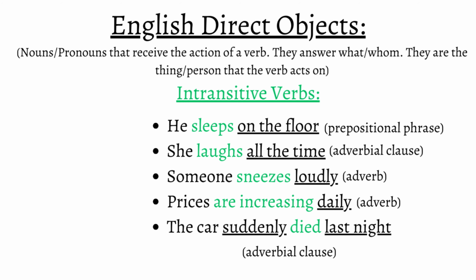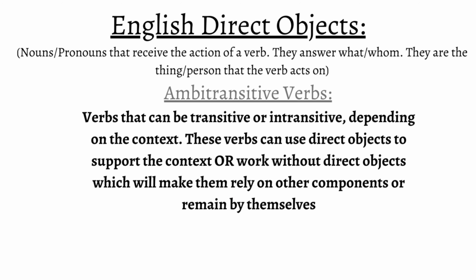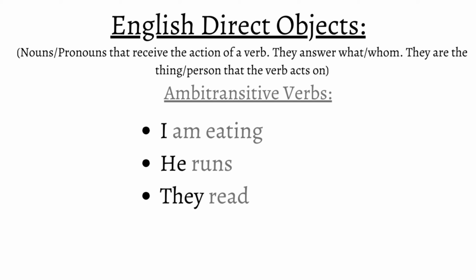On the other hand, some verbs can be transitive or intransitive, depending on the situation, and these verbs are ambitransitive. Sometimes, these verbs can use direct objects to support the context, or work without direct objects, which will make them rely on other components, or remain by themselves. Some examples are: I am eating, he runs, and they read.